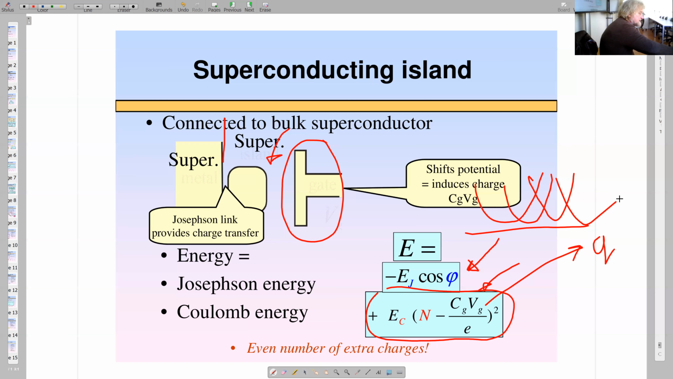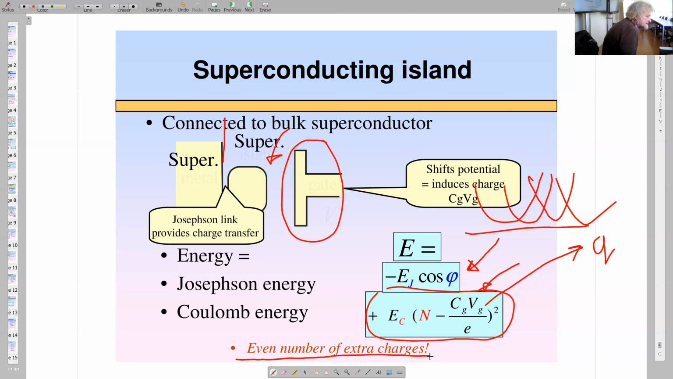I would consider an even number of extra charges. I don't want to discuss now why, but perhaps you can answer this question. Yes? Because the superconducting gap is bigger than the charging energy, so you don't get excitation. Yes, you're right. Or in another formulation, this is a Josephson junction. It does not transfer single particle excitations, which are absent at low energies. It transfers pairs. It means that the charge of the island would only change by 2 or 4 or any even number.